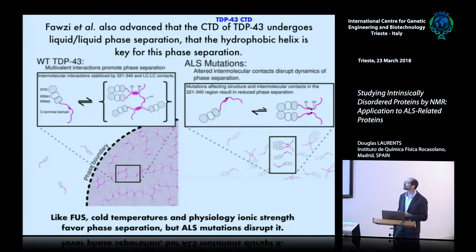And they proposed that ALS mutants that disrupt the association could be important because it's somehow affecting the droplet formation. Just like Fuchs, they also found that cold temperatures and physiological salt or the presence of RNA can help form the liquid separated phase.